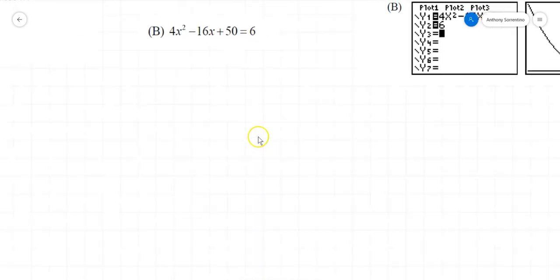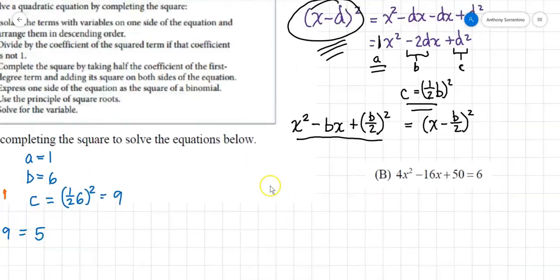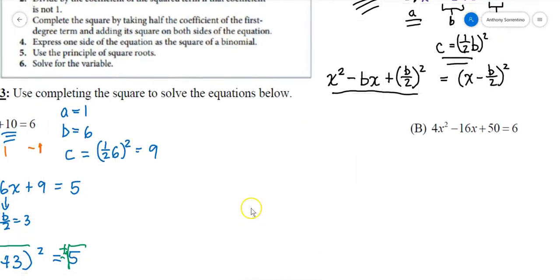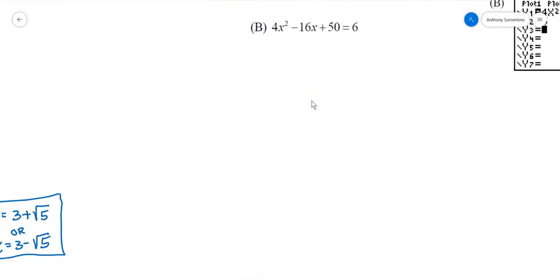B starts off a little bit more problematic because the whole premise behind this perfect square binomial and perfect square trinomials is I need to have a leading term of 1. Currently, I do not have that. I have a leading term of 4. So the first thing I'm going to have to do is divide everything by 4.